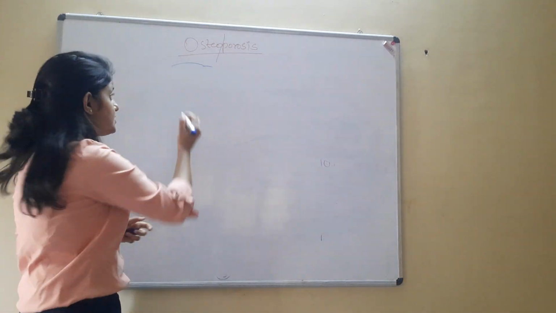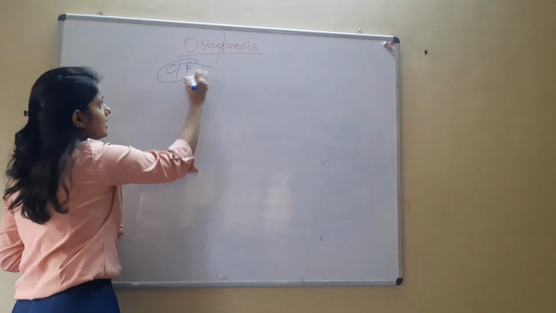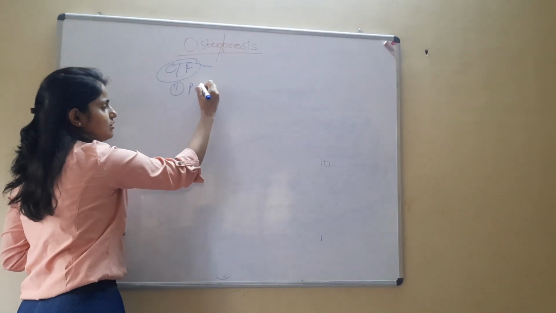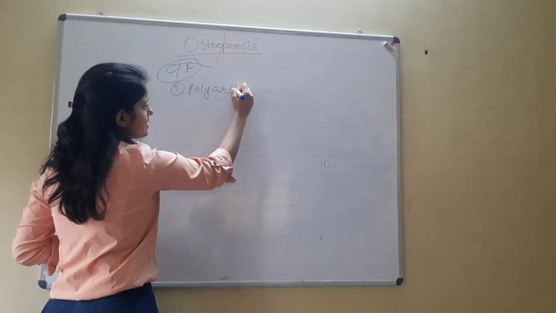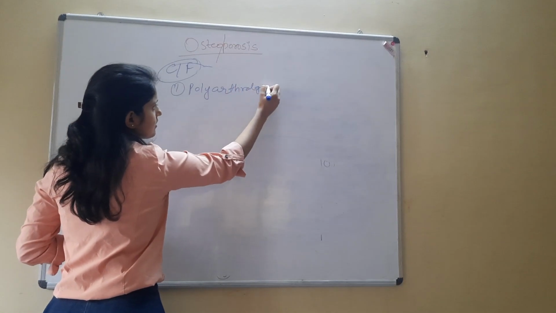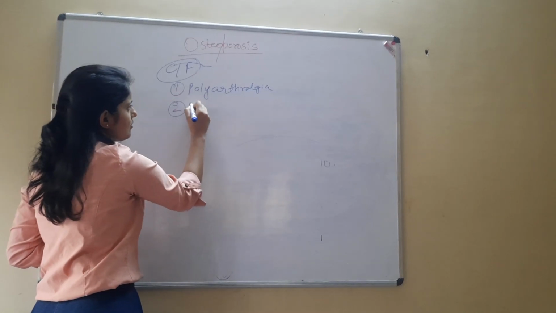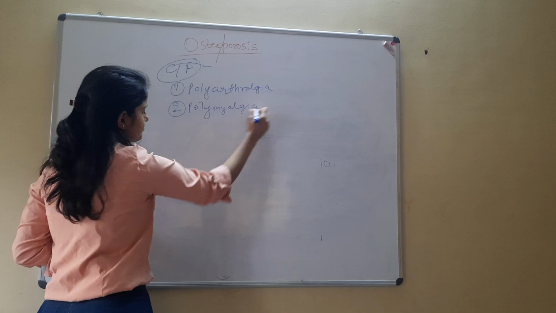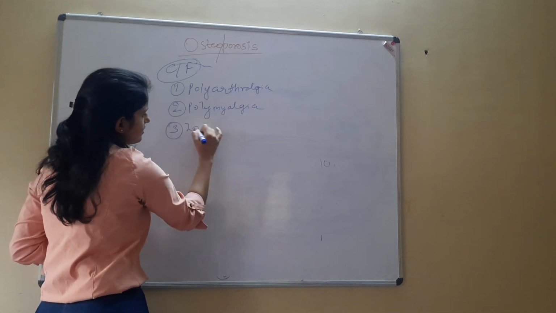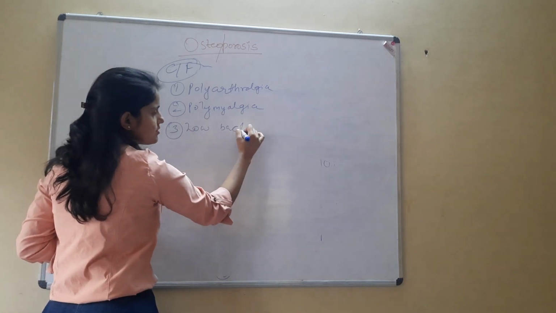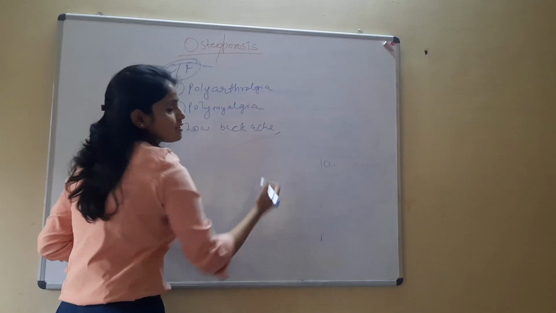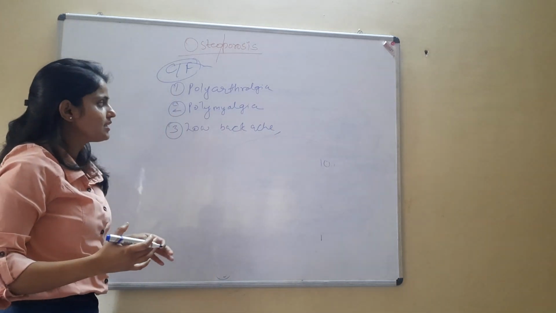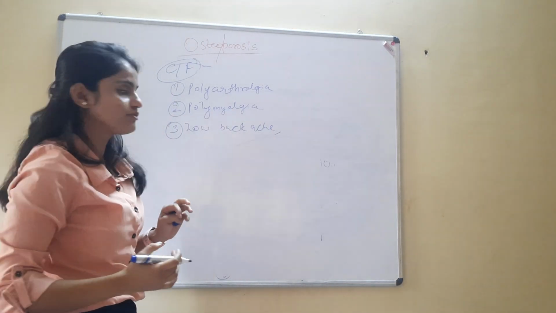Talking about clinical features, it causes polyarthralgia, meaning pain in multiple joints, polymyalgia, pain in muscles, and low back ache. This is the most common symptom. As the vertebrae and the spine have become weak, they are unable to tolerate the weight of the patient.